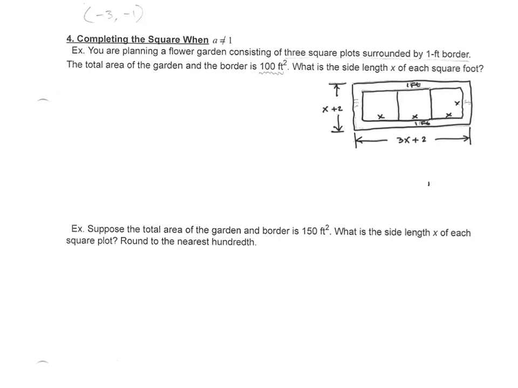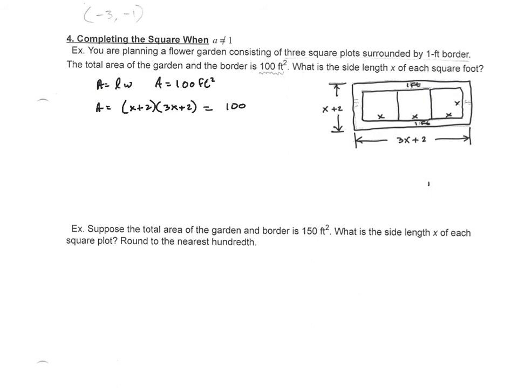Okay, so let's see here. If I look at this, I was able to come up with x plus x plus x, which is going to give me 3x, plus 1 and 1, so it's going to be 3x plus 2. And then my height here, or width, however you want to look at it, is going to be x plus 1 and 1, which is x plus 2. Now, the area is length times width, and they told me my total area is going to be equal to 100 feet squared, so x plus 2 times 3x plus 2 is going to equal 100.